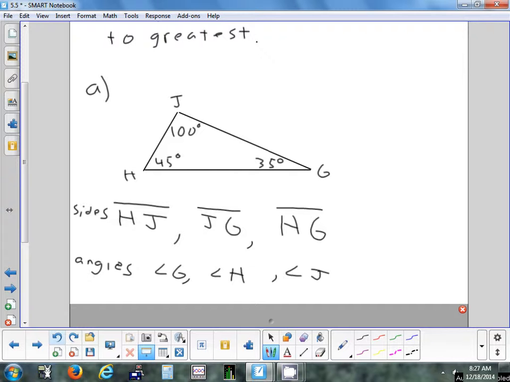Okay, so notice the pairing. Angle G is across from side HJ. Smallest side, smallest angle. Biggest angle is angle J. Biggest side is HG. Biggest angle across from biggest side. What's left? The angle that was in the middle and the side that was in the middle.